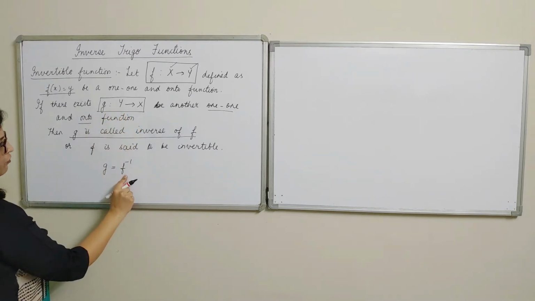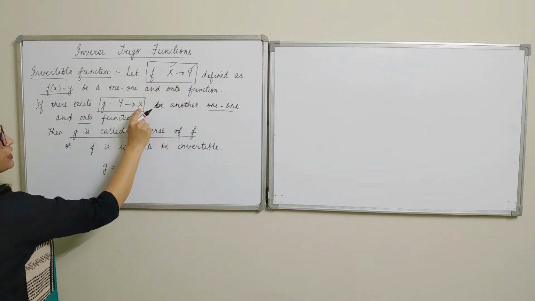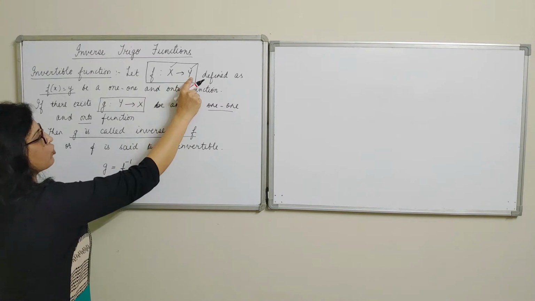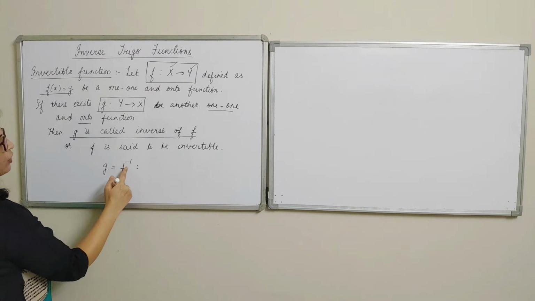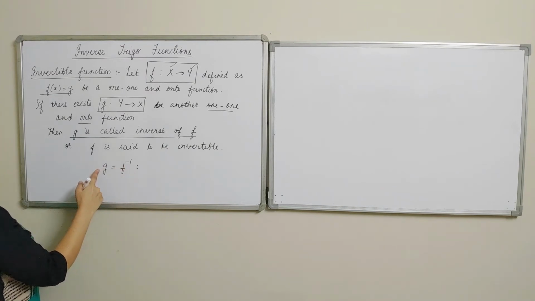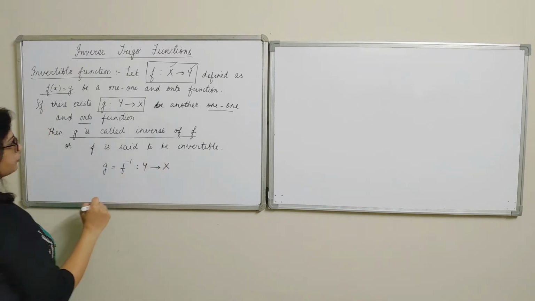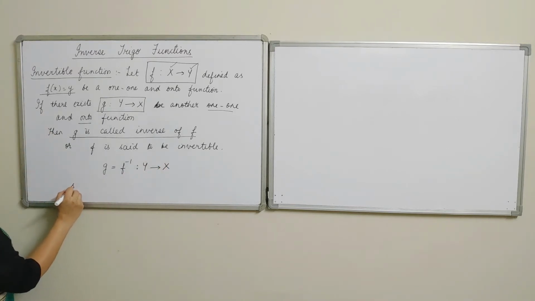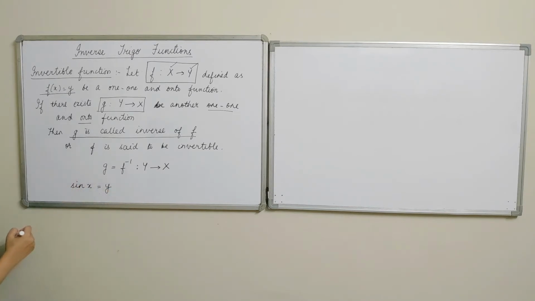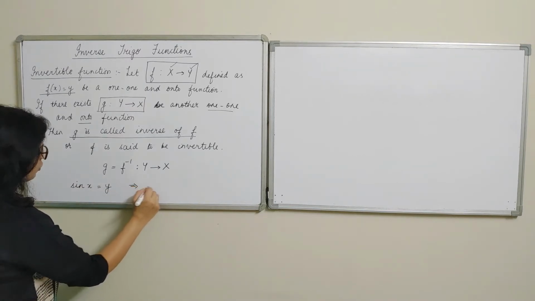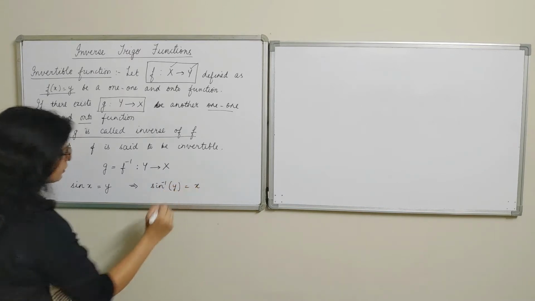Because g is the inverse of f, please see here, the domain of f is actually the range of g. The range of f is the domain of g. So that means the domain of f inverse will be the same as that of g. So it has to be a function defined from Y to X. Like, you write down sin x equal to y. You can write the same function this way: sin inverse y is equal to x.